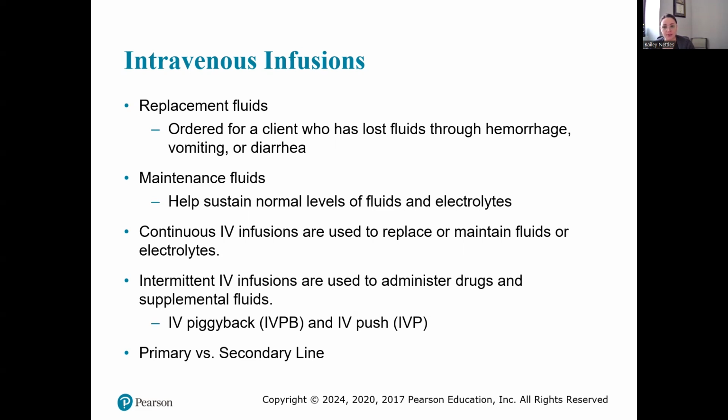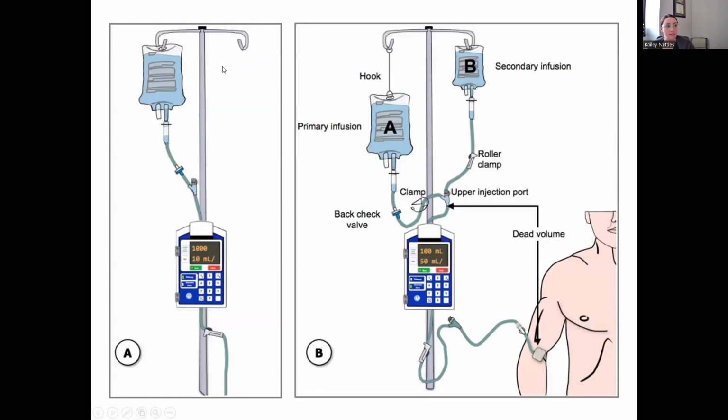Intermittent IV infusions are when you administer drugs or supplemental fluids every now and then. It's not all the time, continuous. So these are IV piggybacks, IV PB, or IV push. And then we have our primary versus our secondary line. So this is what a primary line looks like. This is just a normal IV line. You have your bag, you have your drip chamber, you have your Y site, it goes to the pump, and then we have our clamp, and then it goes to the patient.